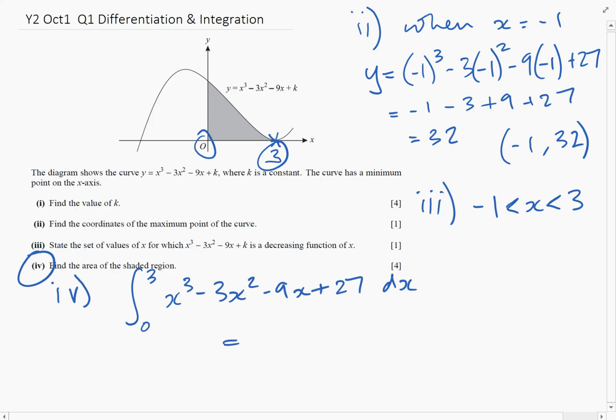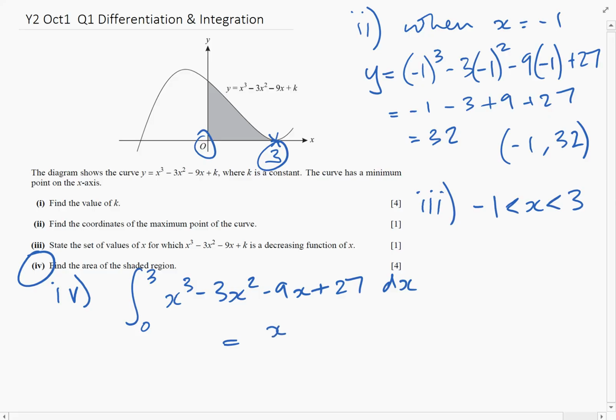Now it's important you show all your working out here. It's important you show what you get when you integrate. Okay, you can just type all this into a calculator and it should give you the answer straight away. But I mean, you can see that there's 4 marks for it, and you need to make sure you write down what you get once you've integrated.